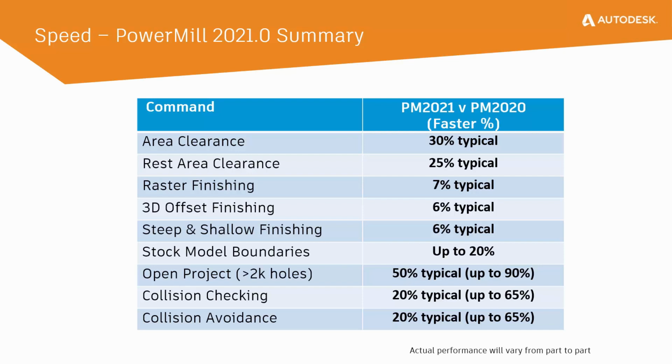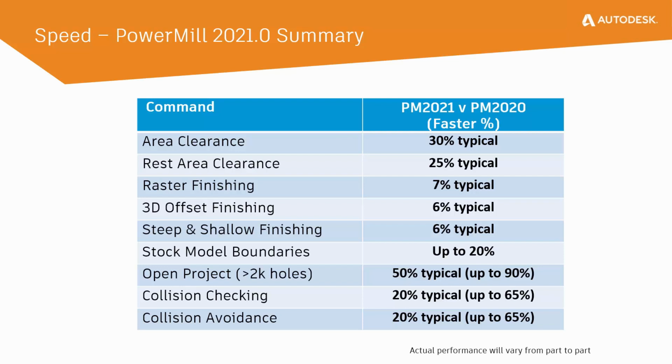Now, this particular slide summarizes the speed up that we're seeing between PowerMill 2021 and PowerMill 2020, so the previous release. And it shows those speed ups on some of those commonly used commands. So area clearance and rest area clearance. Now, our tests, and indeed the tests of many of our customers that are actively using this version of PowerMill now, show that this particular area of the code is around 25 to 30% faster in 2021 than it was in 2020. Fantastic. It's a huge performance gain.